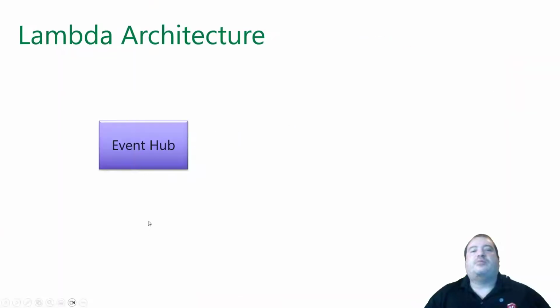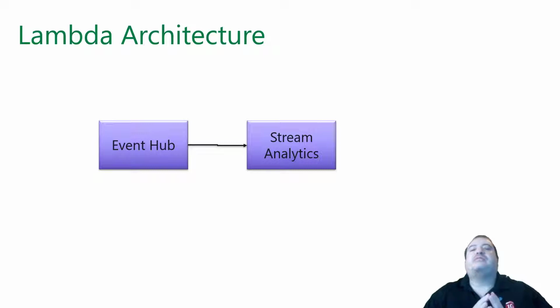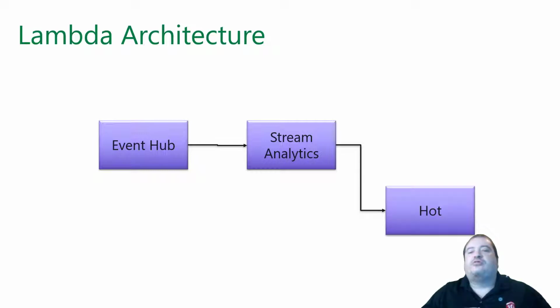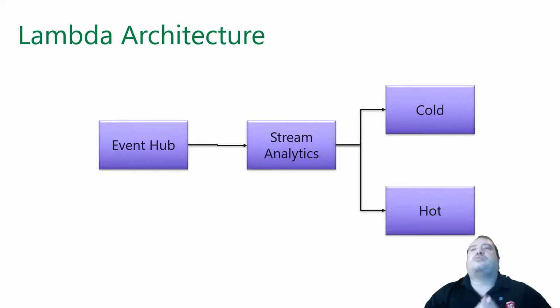Let's see an example of a Lambda architecture. We have an event hub. The event hub is responsible for receiving the event, receiving the data, and it's responsible for not losing any event. Then Event Hub passes the information to Stream Analytics. Stream Analytics is responsible for making an initial process of this data and move this data to two areas, the hot area and the cold area.